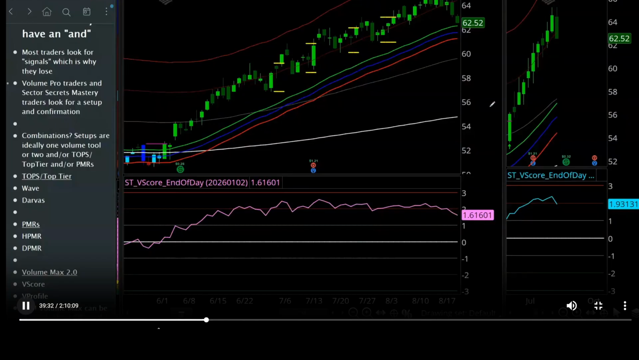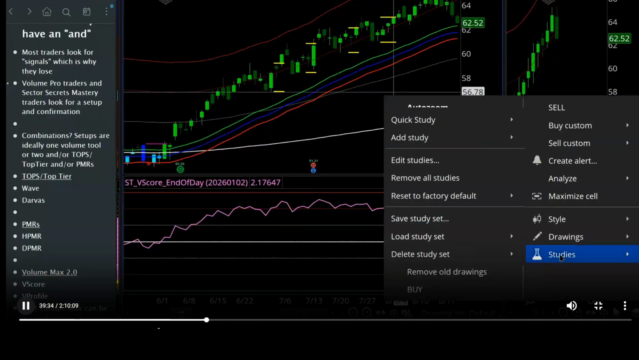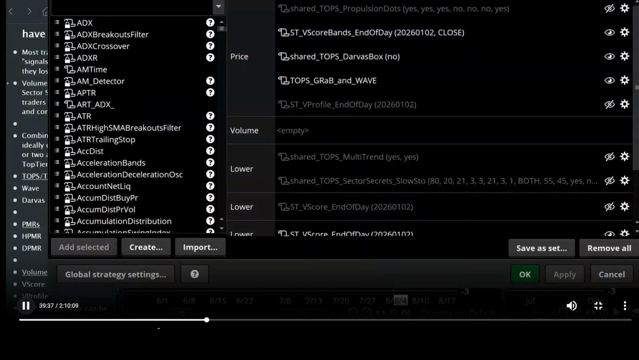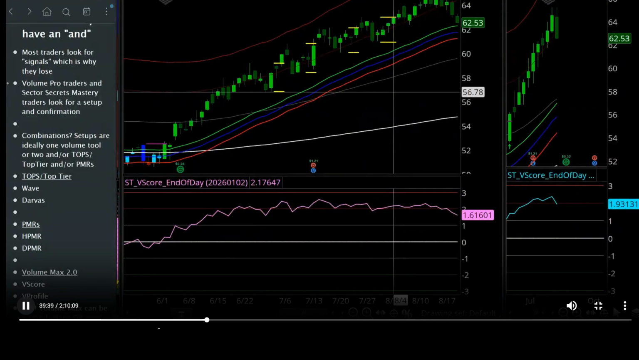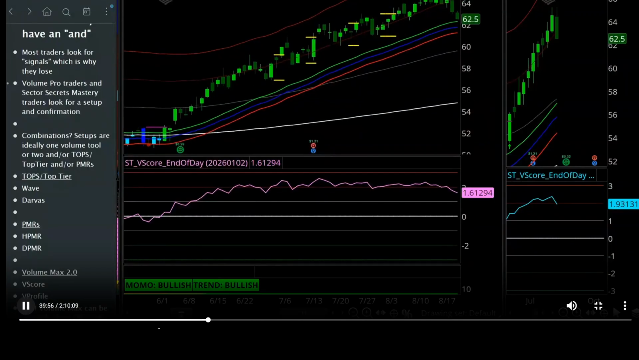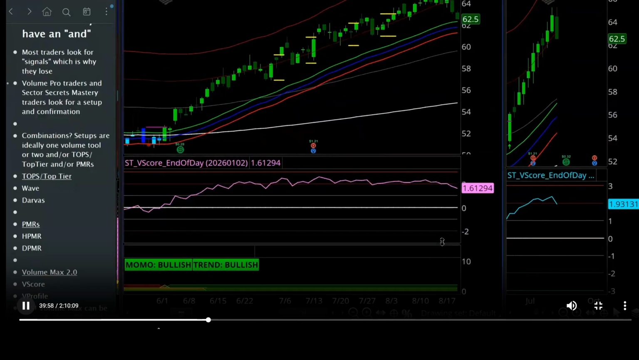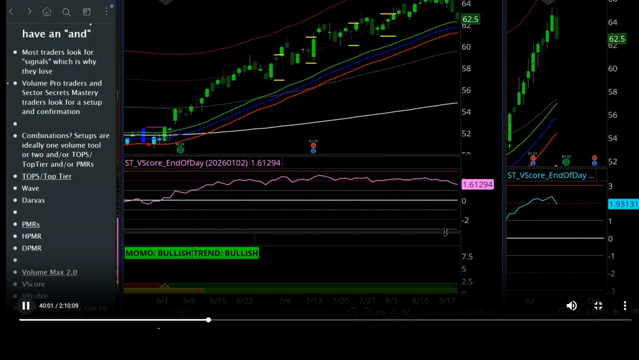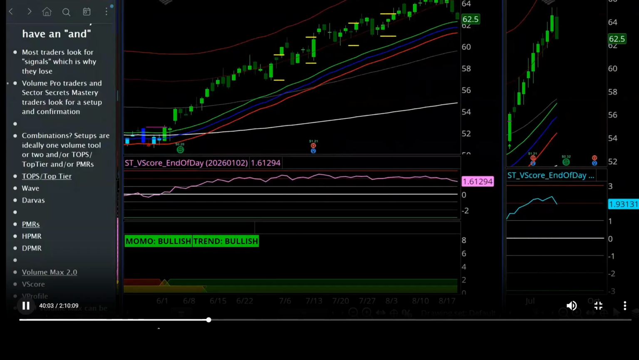Okay. So let me turn on the multi-trend on this chart. Okay. See those two rows of color? I like them at the very, very bottom. I'm kind of a stickler for that visual. So let me just put it to the bottom there. There we go. It's the foundation, right? So everyone here in this room either has tops or top tier, right? This down here is known as the multi-trend.